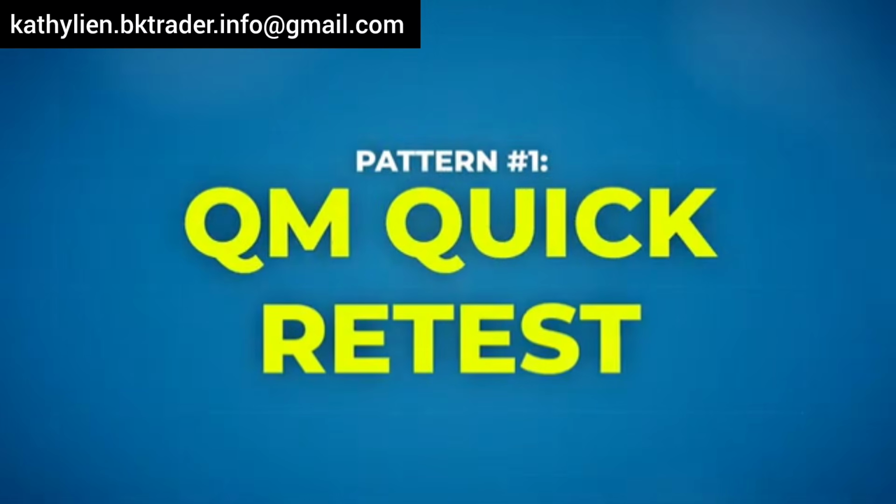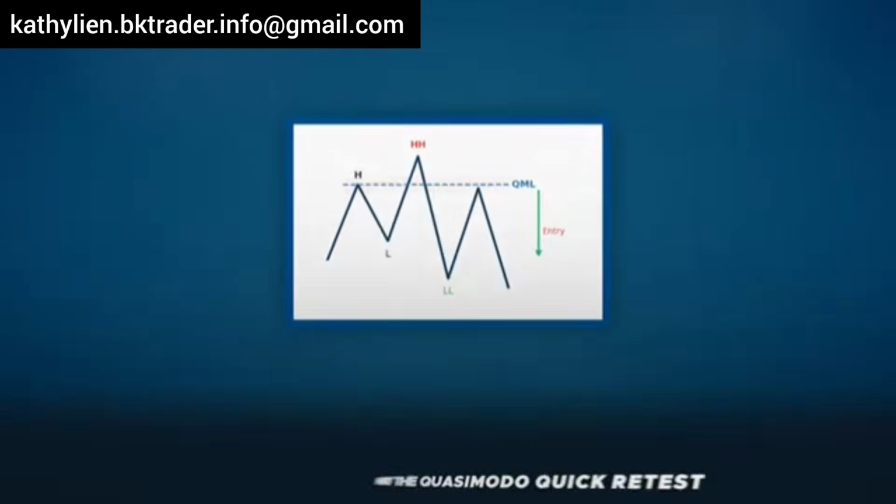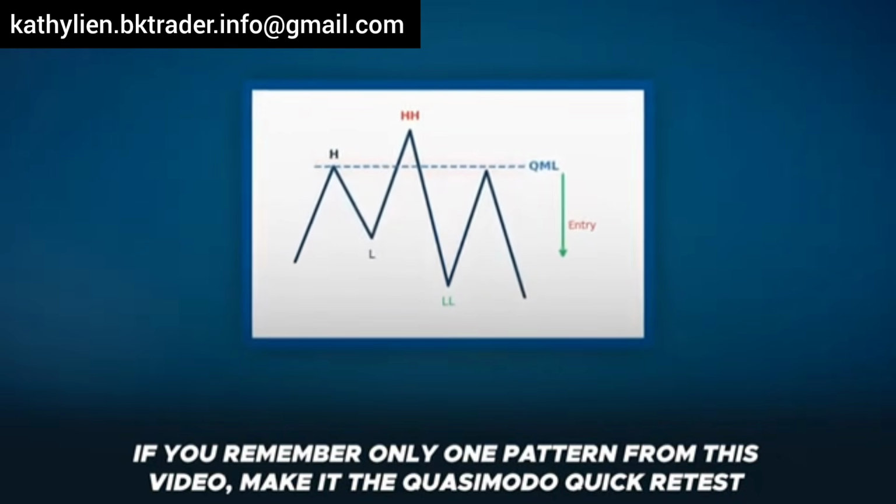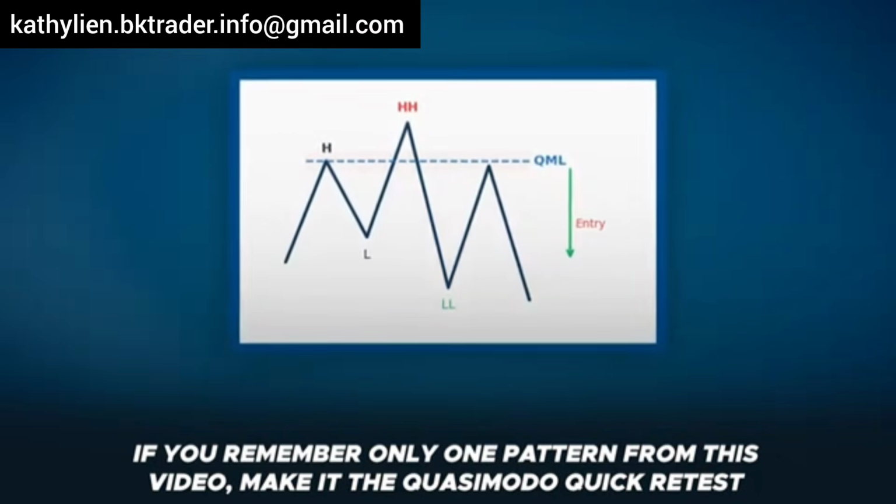Pattern number 1 is the QM quick retest, the Quasimodo quick retest. We are starting with the single most important pattern in institutional price action. The Quasimodo quick retest is the one pattern that if you're going to watch this entire video and you take only one away, this should be the one because it is responsible for more high probability setups than anything else in this video. Here's how it works.